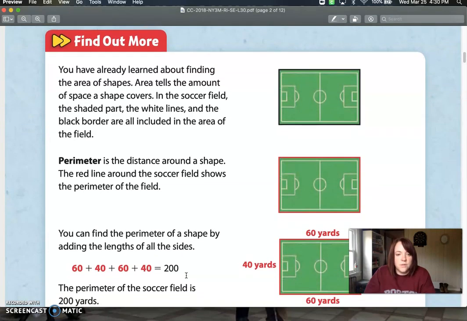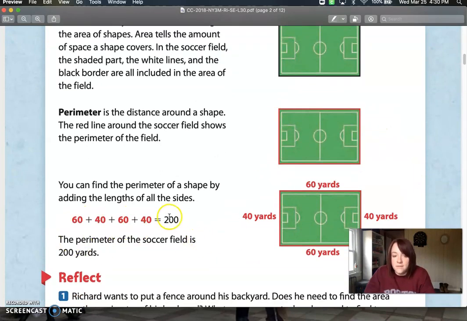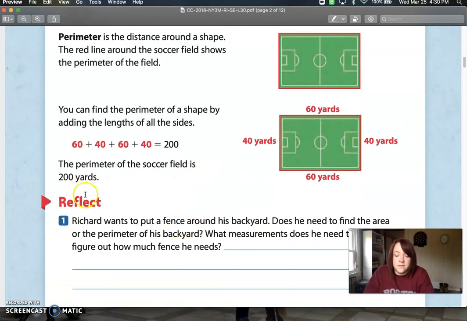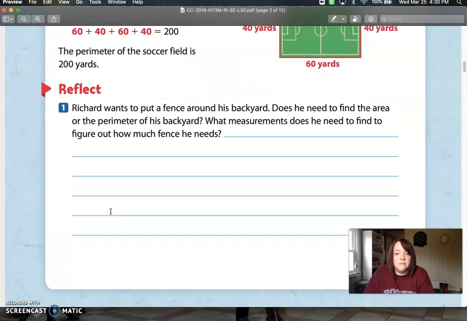So it's going to show you the distance around the shape is the red line. This is the soccer field. That's the perimeter. Then it says you can find that perimeter by adding all of these up, which we did, and we got 200. The perimeter of the soccer field is 200. We got that answer. All right, let's reflect.